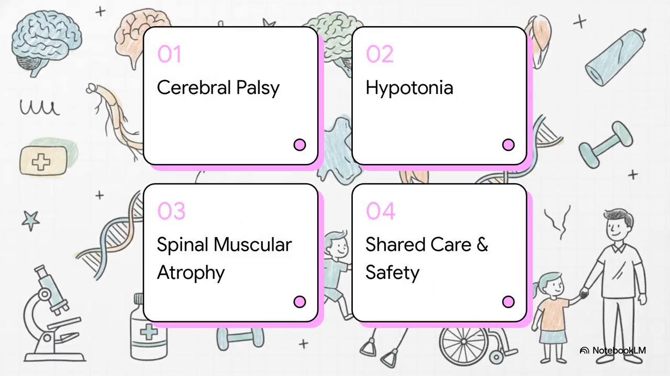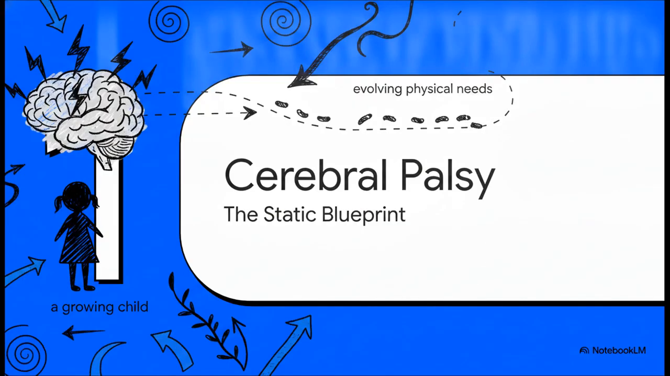So, here is our roadmap for the Explainer. First up, cerebral palsy. Second, hypotonia. Third, spinal muscular atrophy. And we'll wrap it all up with our shared care and safety synthesis. All right, starting right off with Section 1, cerebral palsy, the static blueprint.